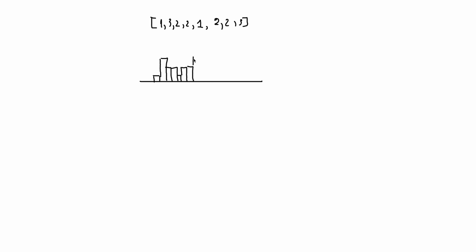Firstly, let's say that we have an array, for example 1, 3, 2, 2, 1, and here we have 2, 2, and 3. I strongly recommend that whenever you see a topic related to the monotonic stack, you should visualize it. For example, here we have a 1, we have 3, we have 2, we have 2, we have 1, we have 2, we have 2 again, and then we have 3.